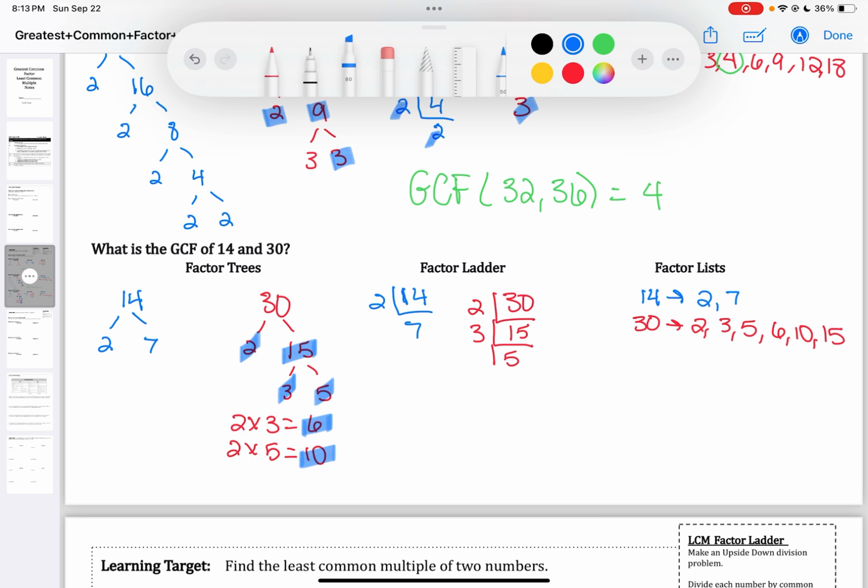So now I'm going to look over here at my GCFs. 15 does not go into 14. 10 does not go into 14. 7 does not go into 30. 6 does not go into 14. 5 does not go into 14. 3 does not go into 14. However, 2 goes into 30 and 14, and it is the greatest number that goes into both of these. So I can say the GCF of 14 and 30 is 2.